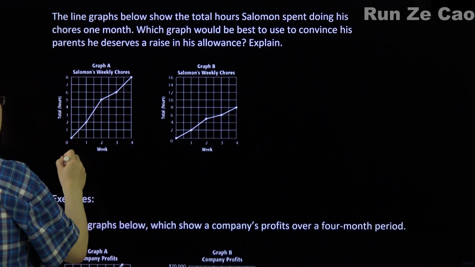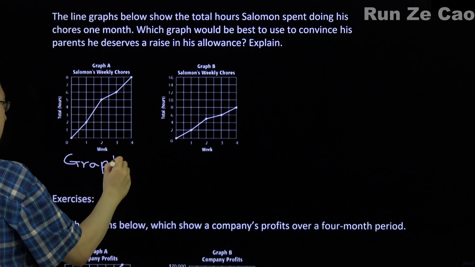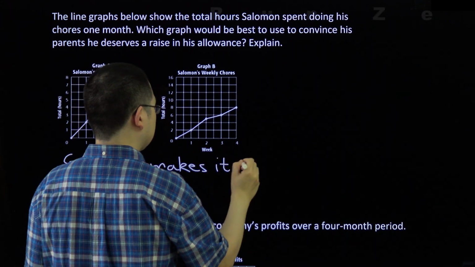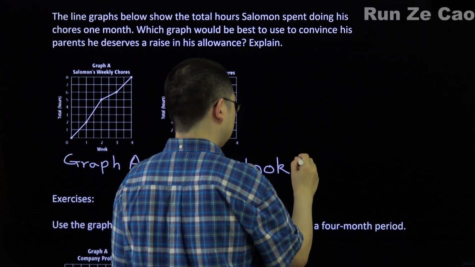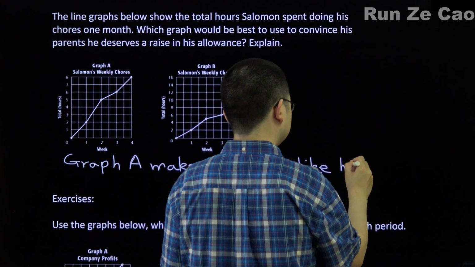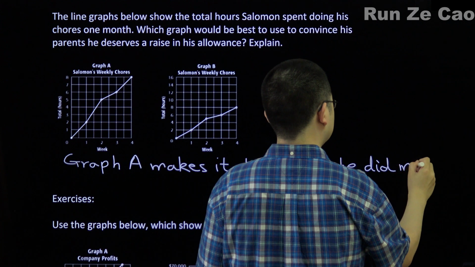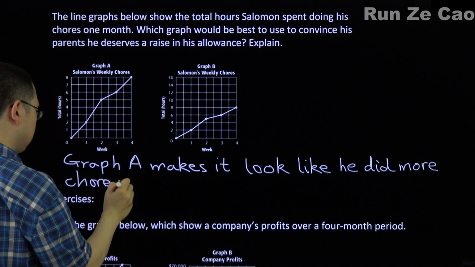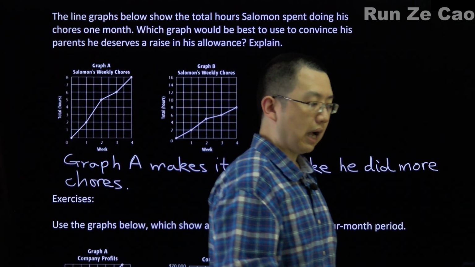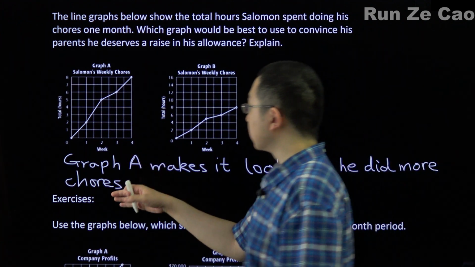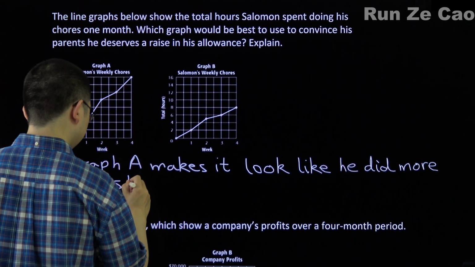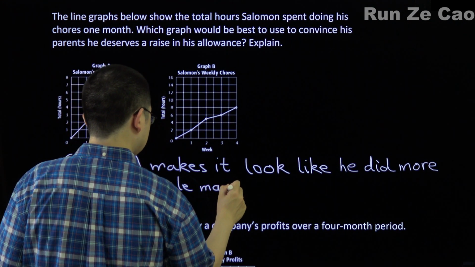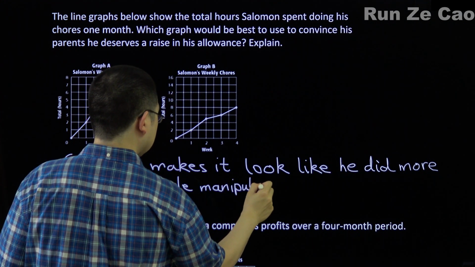So, graph A makes it look like he did more chores. By the scale being different. By scale manipulation.